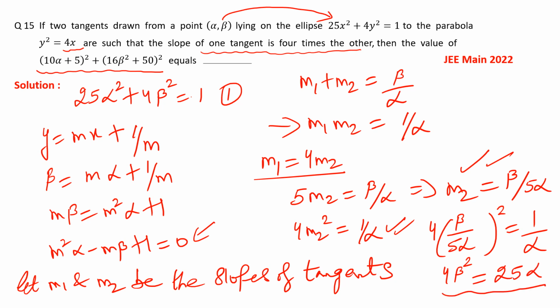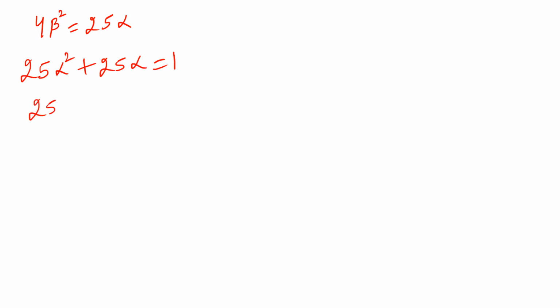Now students, we solve further. Now students, we have got the value of 4 beta square equal to 25 alpha. Just substitute this value of 4 beta square equal to 25 alpha in the equation number 1. So you will be getting 25 alpha square plus 25 alpha equal to 1. Now we have got quadratic equation in terms of alpha. Solve this equation and get the value of alpha.